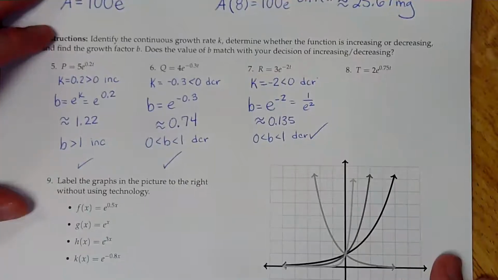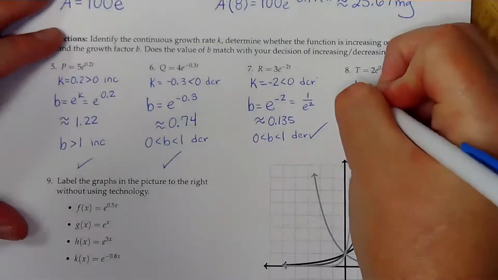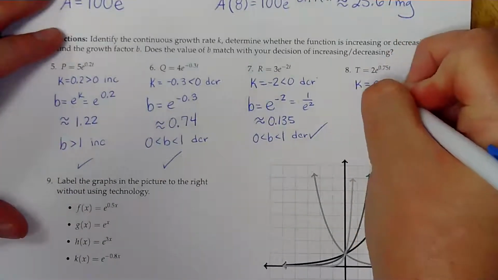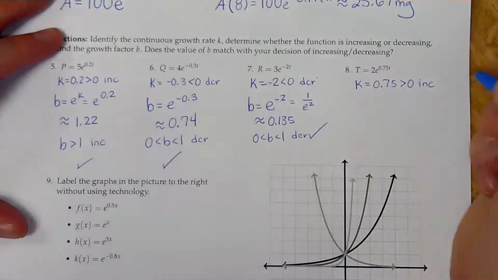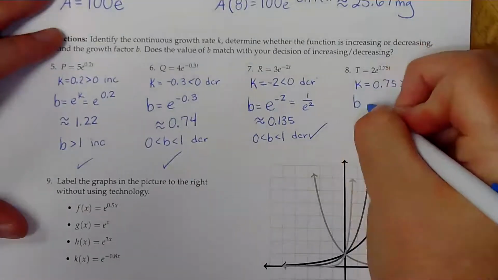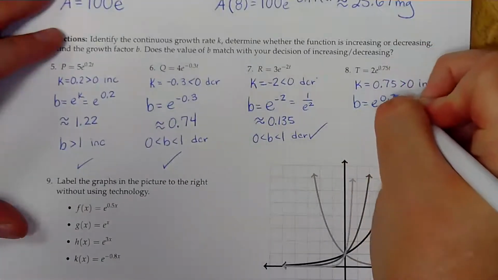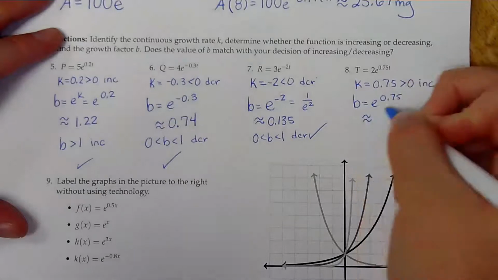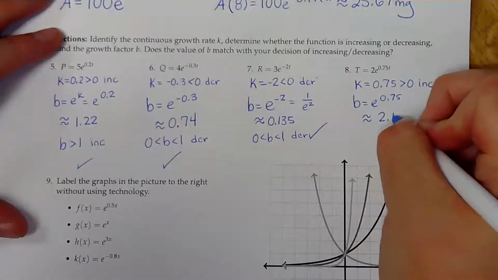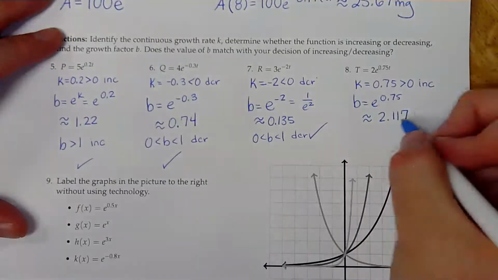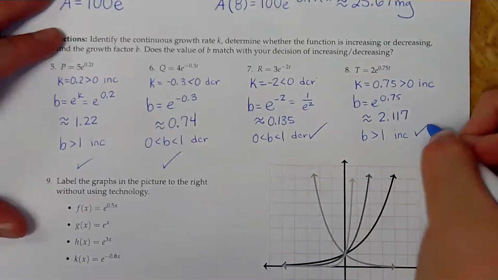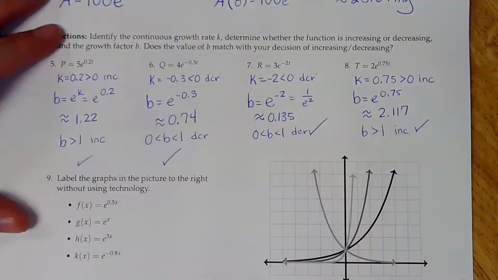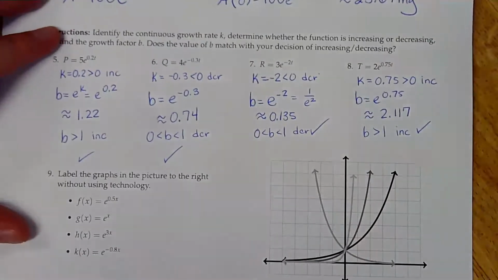And then number 8, my k value, my continuous growth rate, is 0.75, which is greater than 0. So it says increasing. b is going to be e to the 0.75, which is approximately 2.117. So b is definitely greater than 1 there, which would give me increasing. So that is also a match. All right, so that is really excellent.